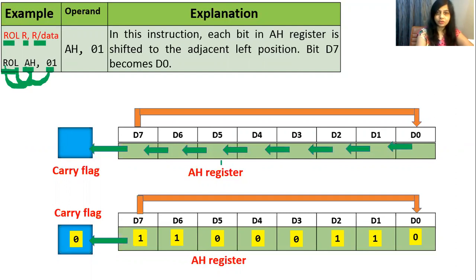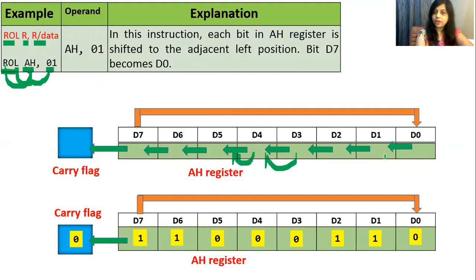Let's see here, I have shown the format of AH register. This is D0 bit and this is D7 bit position. And this is carry flag. We know that AH register is a general purpose 8-bit register available in the execution unit of 8086, and carry flag is a flag of processor status word. What happens when we execute this instruction? Every bit will get rotated towards left by 1 bit position.